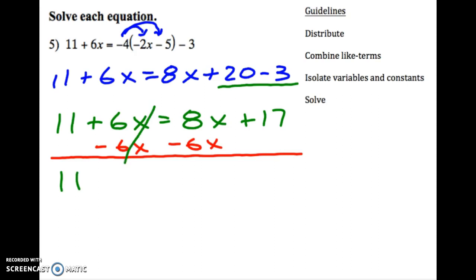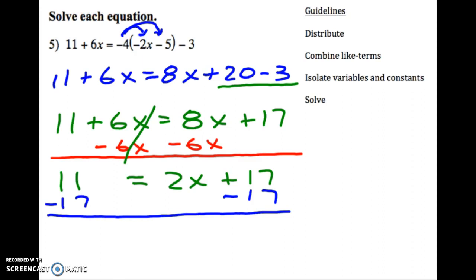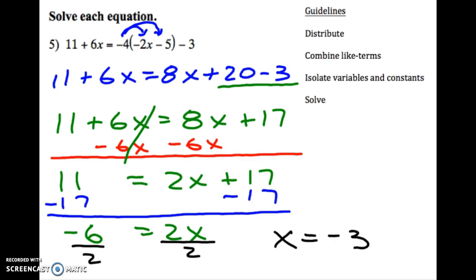So the 6x minus 6x cancel out. 8x minus 6x will be 2x. Now we'll want to get the constants to the other side, so I'm going to move the minus 17 over. Negative 11 minus 17 will give us a negative 6, equals a positive 2x. At this point, I'd like to note, if you'd done it the other way around, you'd probably have negative 2x equals a positive 6. Either way works, you'll get to the same spot. At this point, I'm dividing by 2. And our answer for problem number 5 should be negative 3.